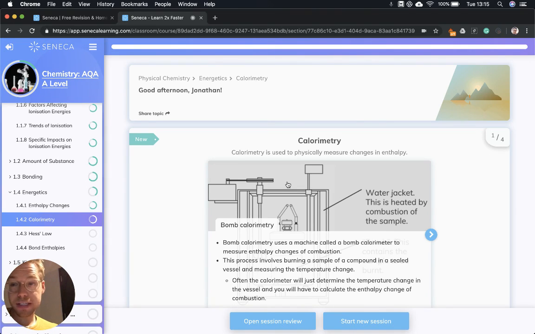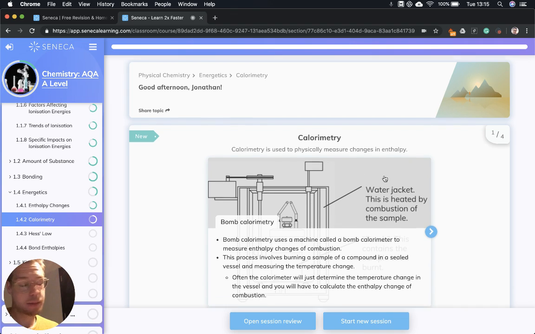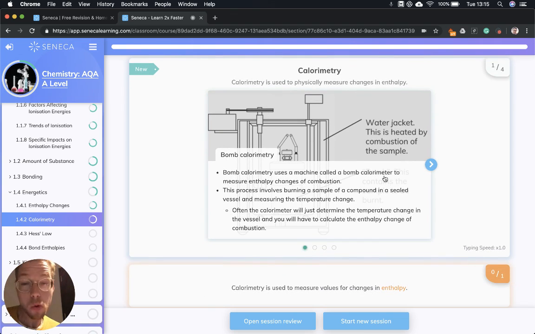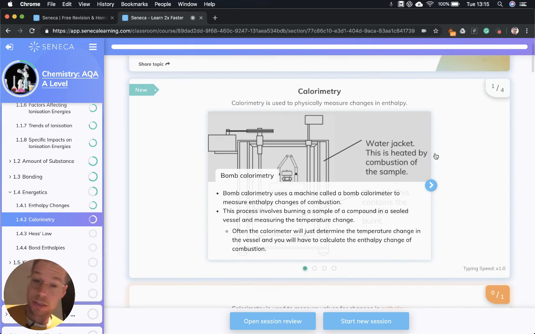Today, for this revision episode, I'm going to be going through calorimetry for your chemistry A level exam. So I hope you're getting ready to be warmed up. It's a really important topic. The experiment comes up a lot in exams. You probably would have done it in class, so this will hopefully be a nice consolidation of it.